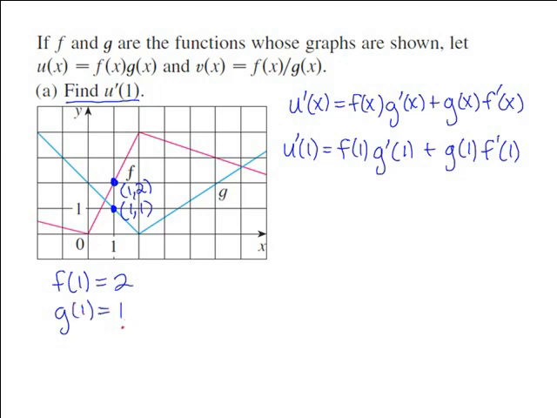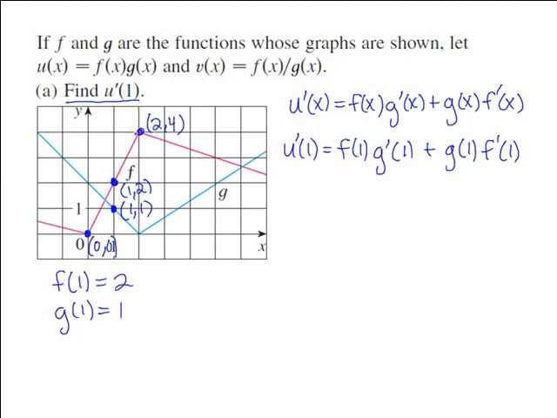And now for f prime and g prime, evaluated at x equal to 1, that will correspond to the slopes of the graphs of f and g. And we can start by determining the slope of the graph of f. We see that it passes through the point at x equal to 0, y equal to 0, and also the point at x equal to 2, y equal to 4. And in between those 2 points, the function is a straight line.